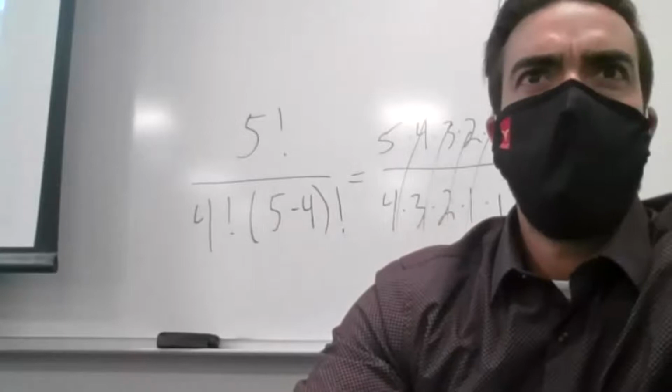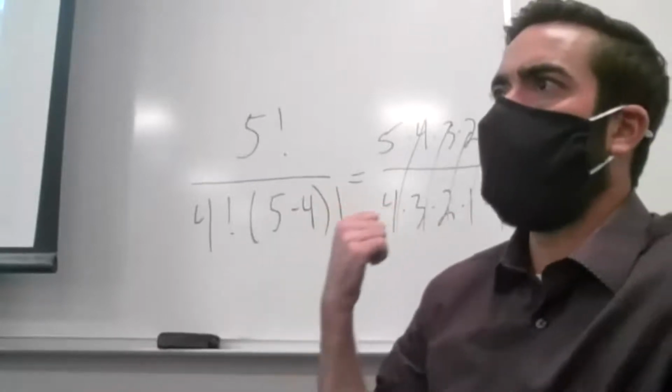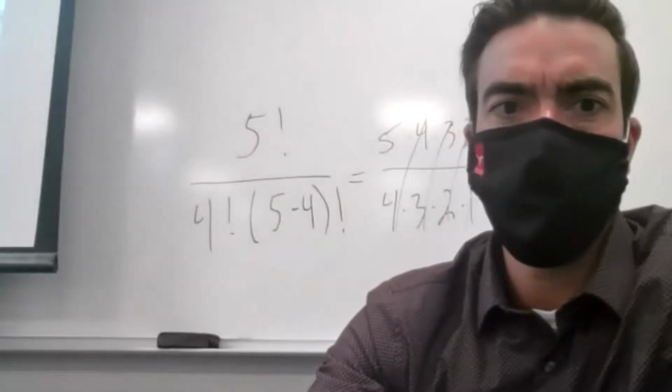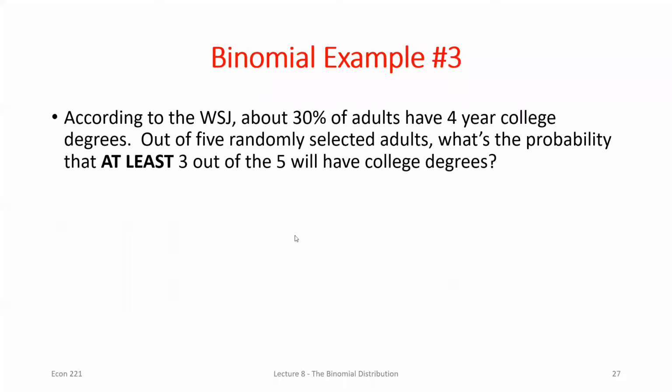Any questions on that? So we can simplify things a lot if we write some of these factorials out sometimes, especially with these smaller values. Okay, so now what if I want the probability, same numbers, but now what's the probability that at least 3 out of the 5 have a college degree, all right? So I want the probability that at least 3 out of 5, okay?